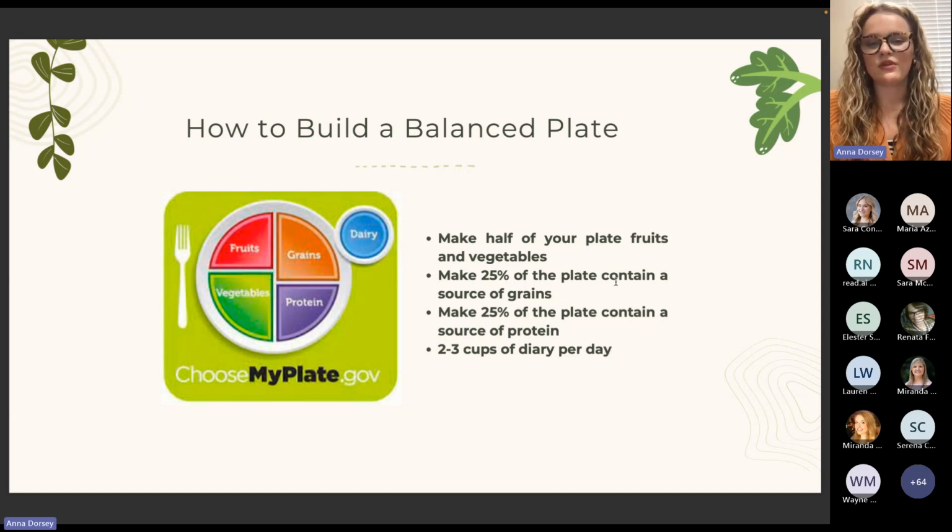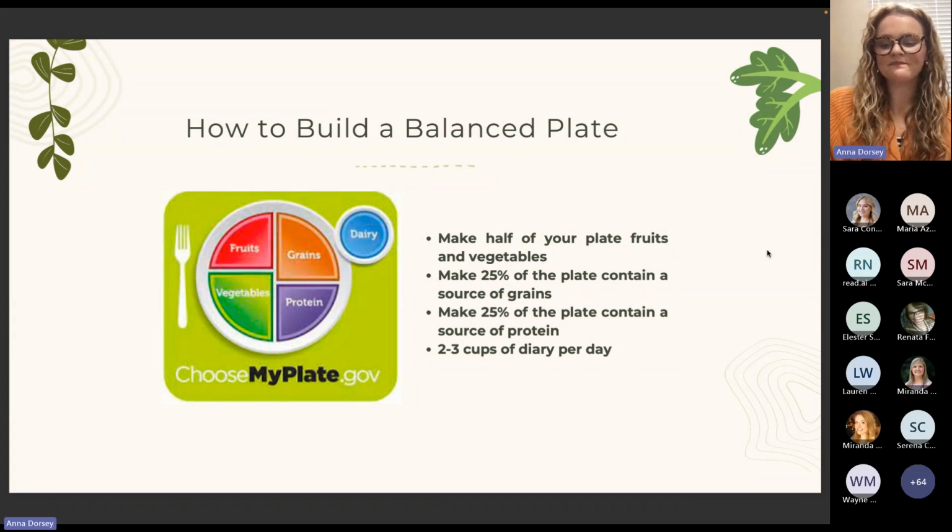And so just some simple rules of thumb: making half of your plate fruits and vegetables, having 25% or a quarter of your plate contain a good source of grains. Maybe they don't have whole grains at the party, and that's okay. And then 25% of your plate containing a source of protein, whether that's animal protein from meat or dairy or eggs, or beans or a plant source of protein, and then 2 to 3 cups of dairy per day. Those are some simple guidelines for how to support your health.